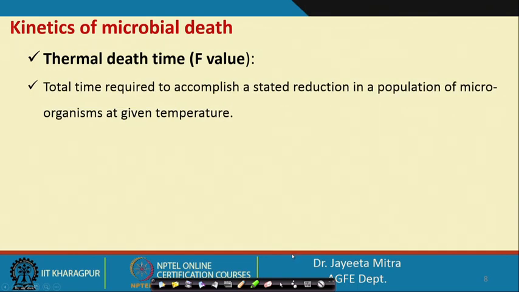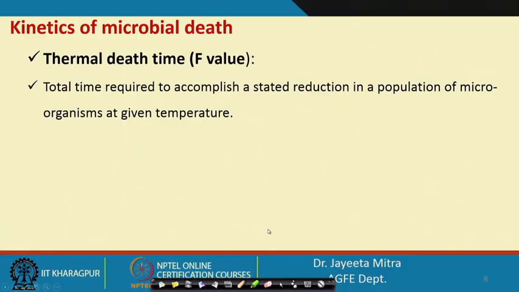Next is thermal death time, that is F value. So far we have been talking about the total processing time, and that depends on a particular temperature, because microbes have different resistance to thermal destruction at different temperatures. So, the total time required to accomplish a stated reduction in the population of microorganisms at a given temperature is termed the F value.